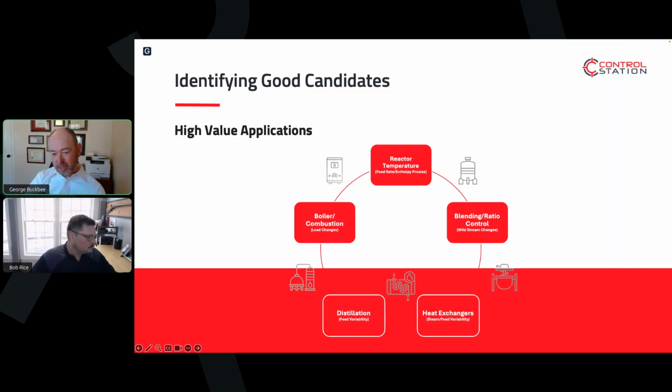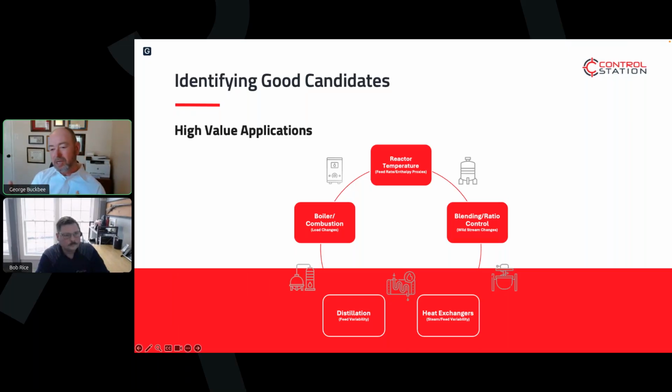Reactor controls, as you see on here, boiler controls, blending and ratio controls, distillation columns. Again, these are mostly all things with fairly longish time constants, at least thermal time constants. In the case of distillation, it could be on the order of several hours of time constant for a distillation column. Heat exchanger is also another thermal type process.